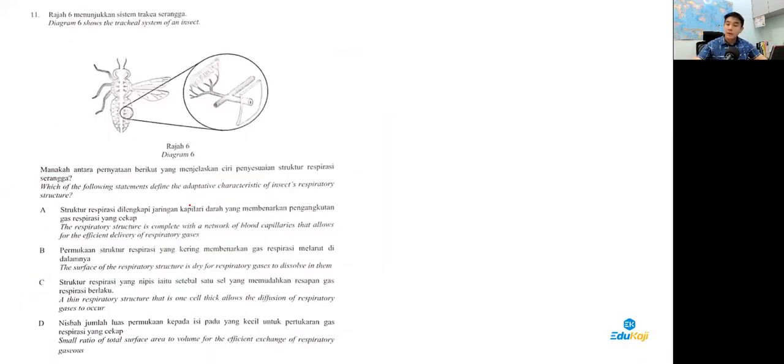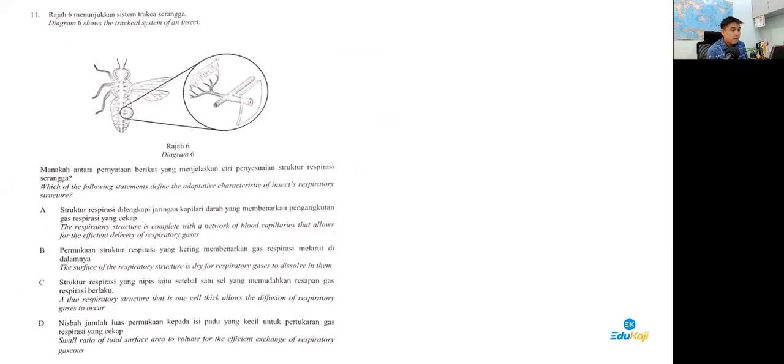Okay, chapter 11 from Form 4, chapter 8. Which of the following define, I would use the word explain, the adaptive characteristic of insect? Okay, the adaptive characteristic of insect.